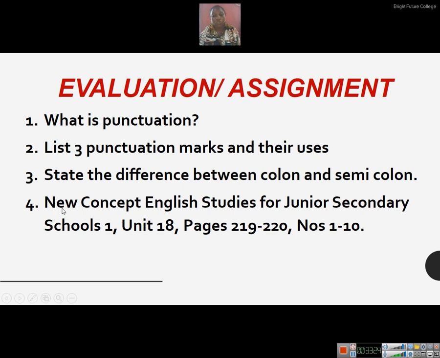Now you will also go to your English textbook, New Concept English Studies for Junior Secondary Schools 1, Unit 18, pages 219 to 220. There is an exercise there. You work on it from number 1 to 10 in your notebook. I do hope that you have complete notes, and all of these lessons, you have them all in your notes. Please take notes, do that assignment. You start from the first one, what is punctuation, and then the last one is using your textbook. Answer those questions from number 1 to 10. When you open to these pages, you will see the exercise there.